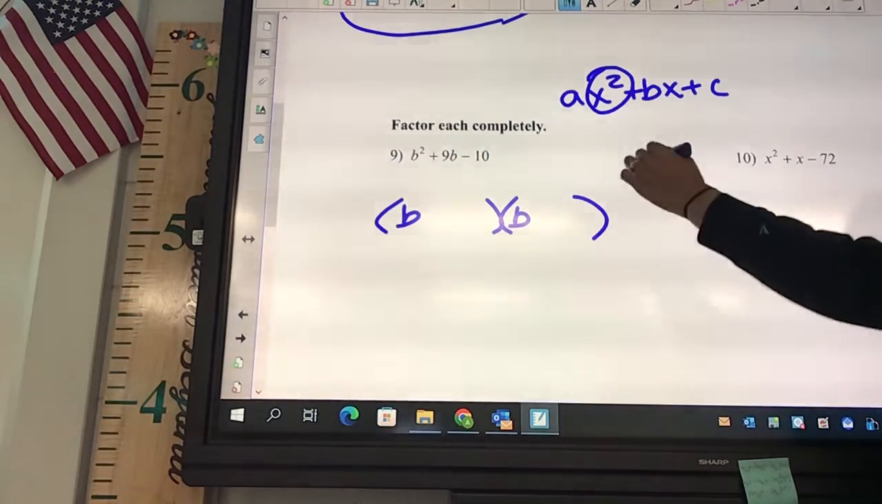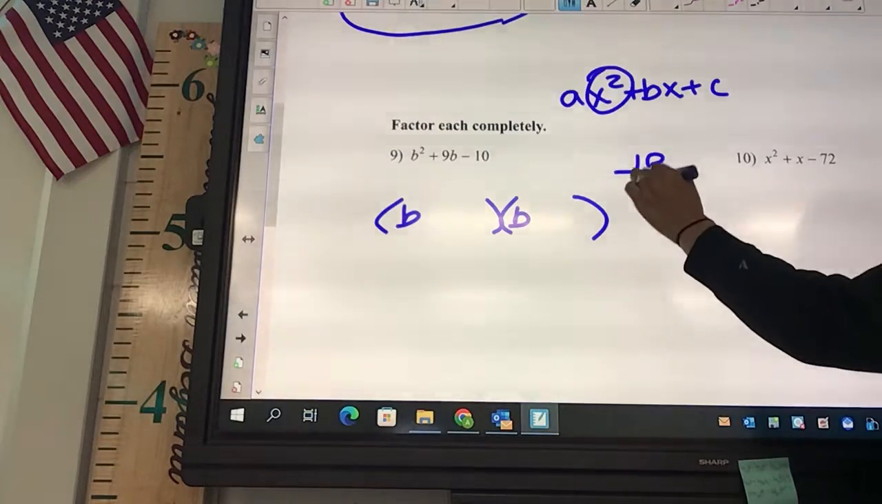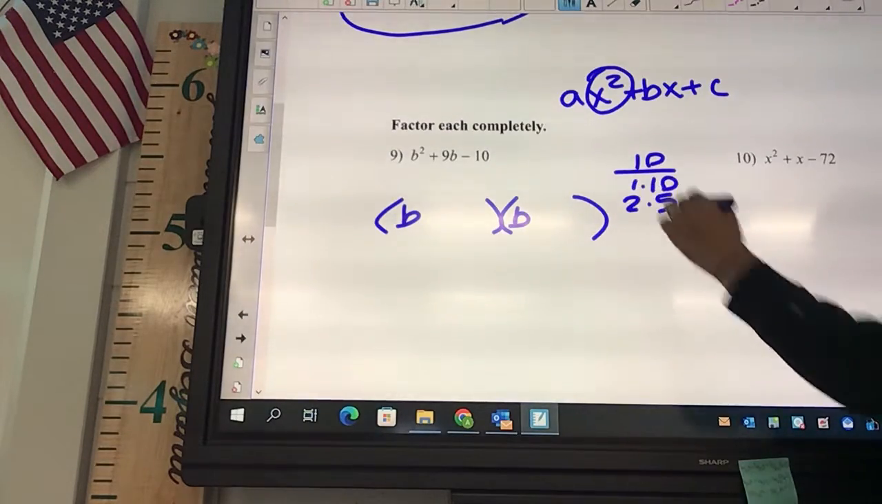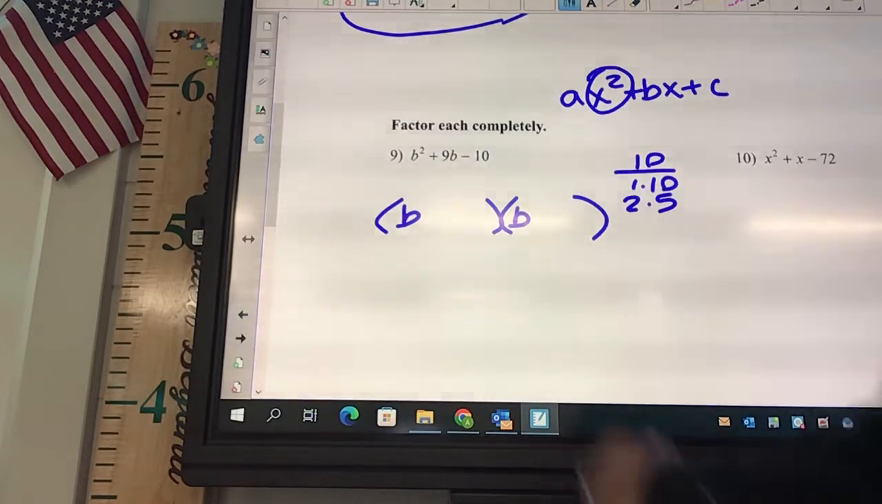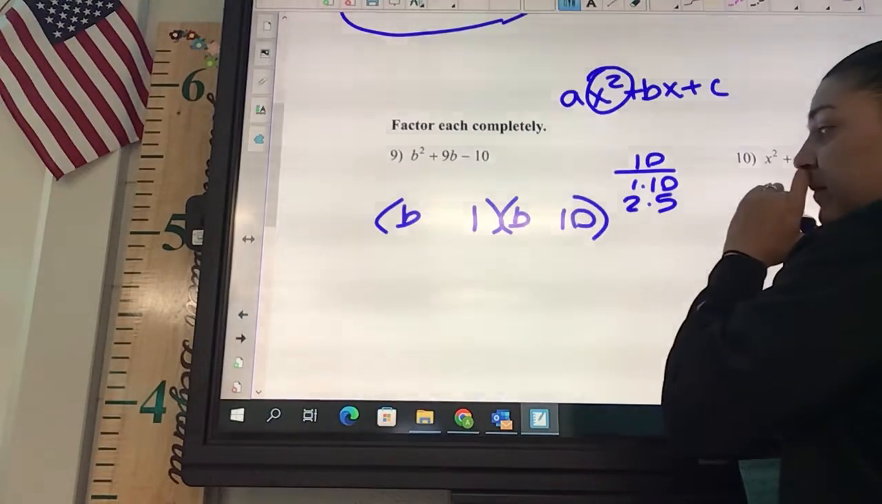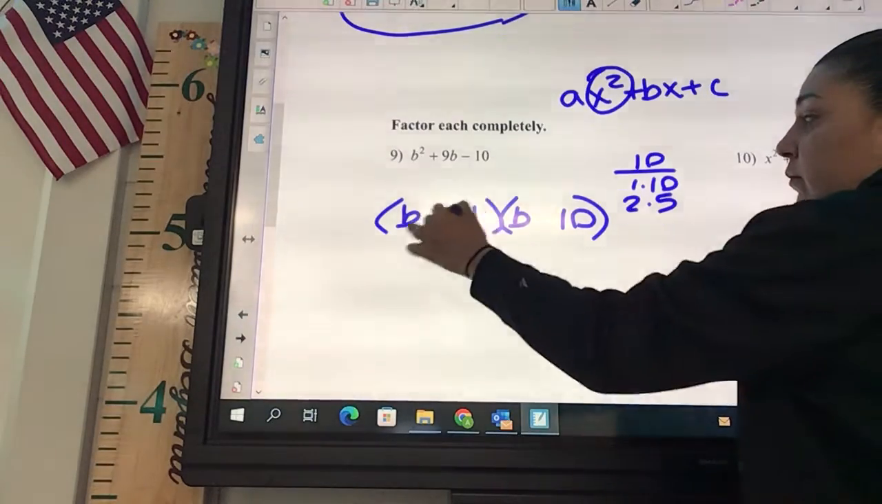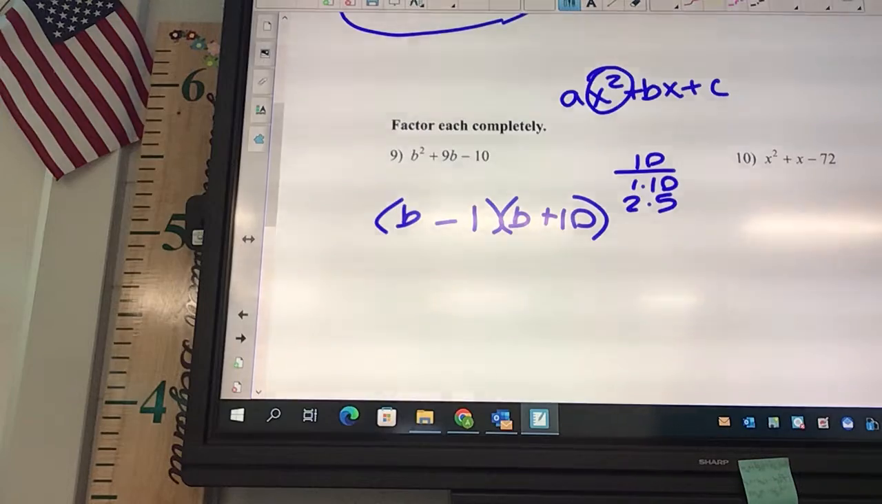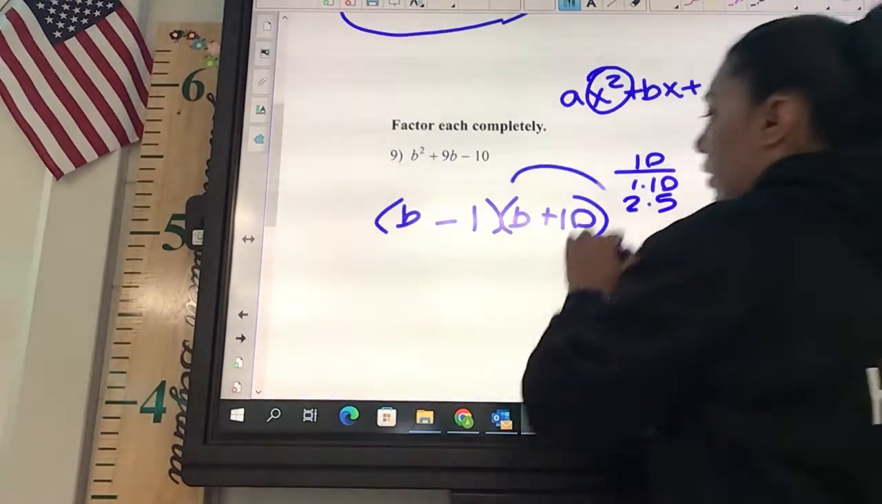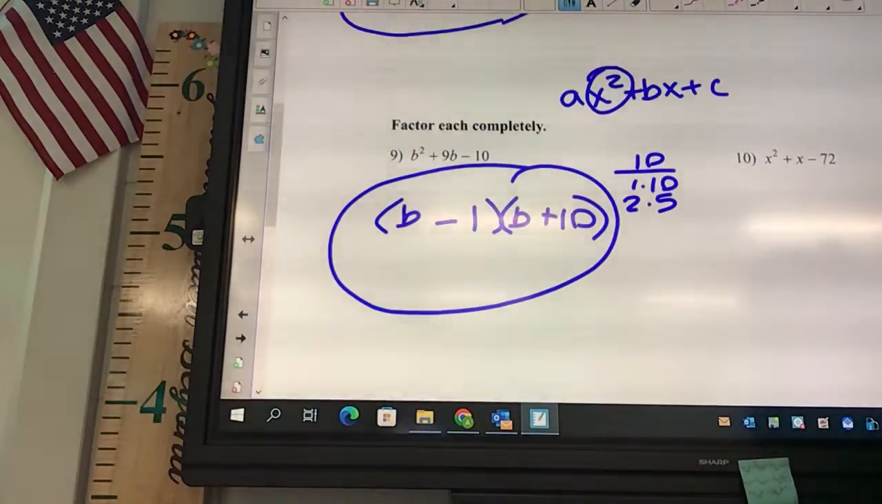What are some factors of 10? 1 and 10, 2 and 5. Does 3 go in? 4. And 5's on our list. Okay, so of that, I need something to give me a 9. What can I use? 1 and 10. And I need a positive 9. Minus 1 plus 10. Do we stop or keep going? We stop. Okay, why? There's no equal 0, so this is what our answer should look like.